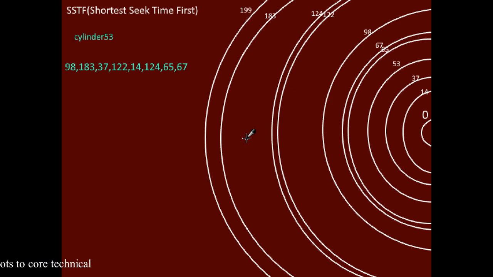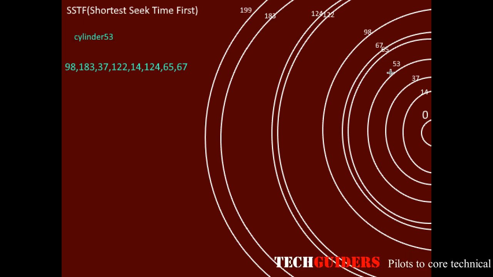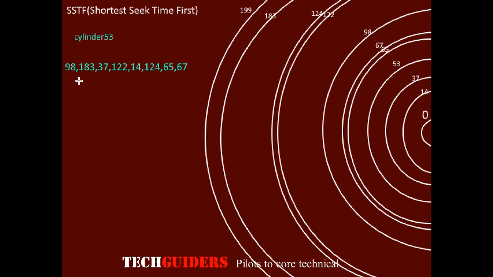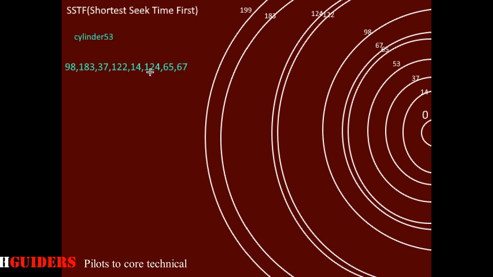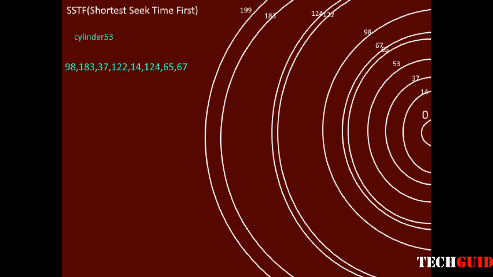Consider our example in which the disk consists of 200 cylinders named cylinder 0 to cylinder 199, and the read-write head is currently on cylinder number 53, accessing some data on cylinder number 53, and this is the queue of requests to be served. Hence, these are the cylinders corresponding to these requests in their order on the disk. And we are using the SSTF algorithm.